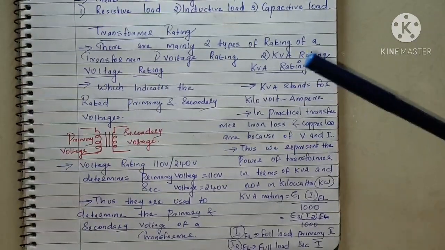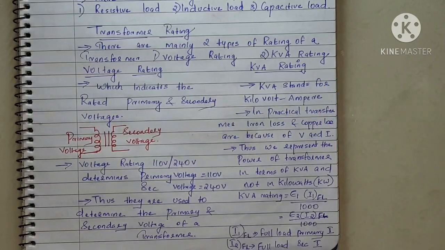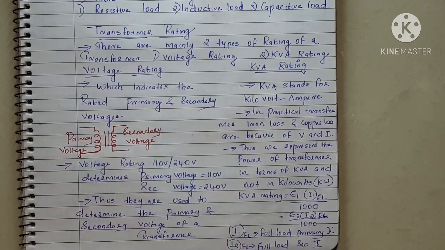Next topic is transformer rating. There are mainly two types of rating of a transformer. One is voltage rating and the second one is kVA rating. Voltage rating indicates the rated primary as well as secondary voltages. If the voltage rating is given as 110 volt by 240 volt, it determines that the primary voltage is 110 volt and the secondary voltage is 240 volt. Thus, they are used to determine the primary as well as secondary voltage of a transformer.